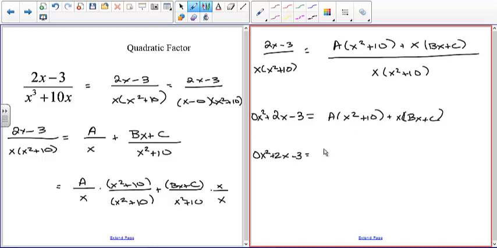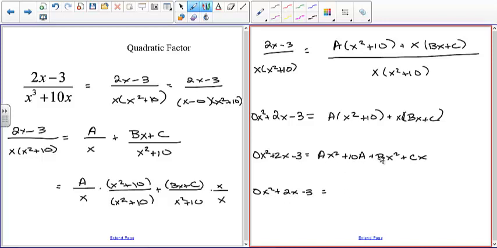And multiply these out. So a times x squared is ax squared. A times 10 is 10a. X times bx is bx squared. X times c is c times x. So you just multiply all the terms out in the numerator of the right-hand side. And then you're going to group the terms on the right-hand side according to whether they have an x squared, or an x, or just constant.